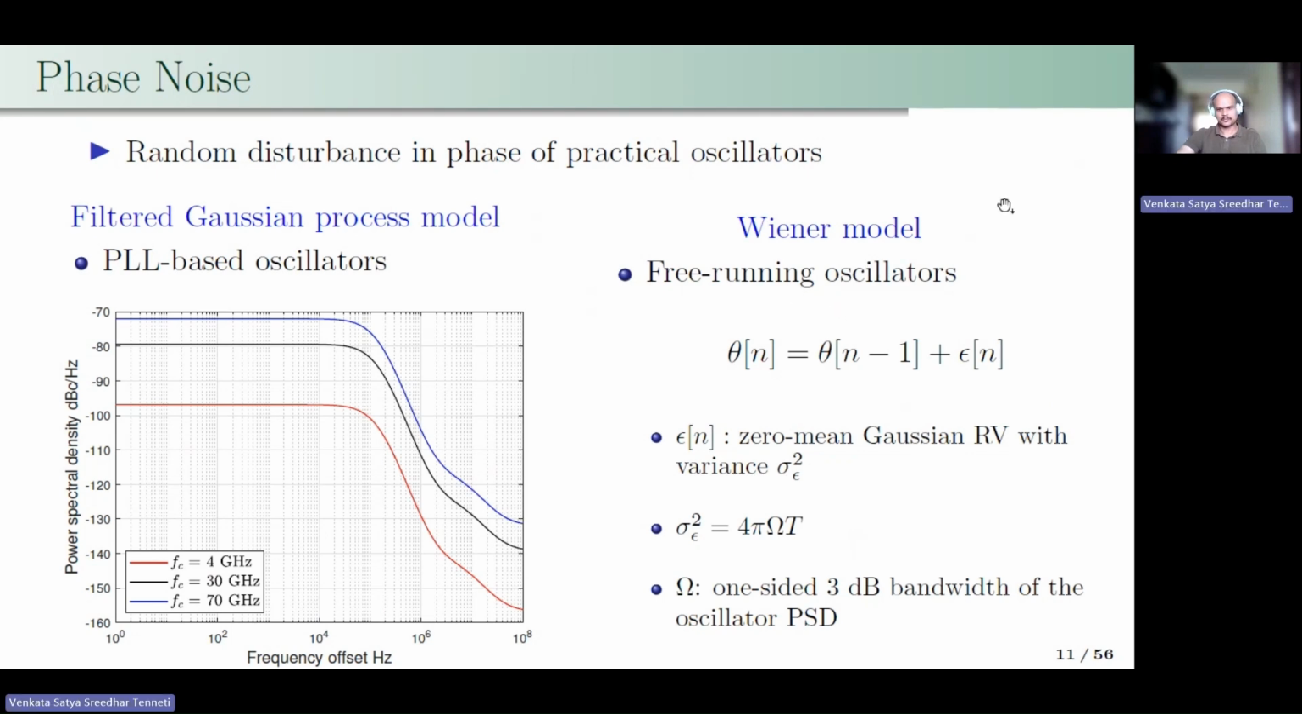The second model is the Wiener model. This is typically applicable for free running oscillators. In this model, the phase noise is modeled using a random walk based process. The successive phase increments are modeled using a zero mean Gaussian IID process. The variance of this Gaussian random variable is given by 4 pi omega t, where omega is the one-sided 3 dB bandwidth of the oscillator power spectral density, and t is the sampling time.